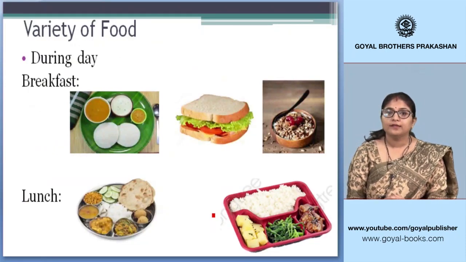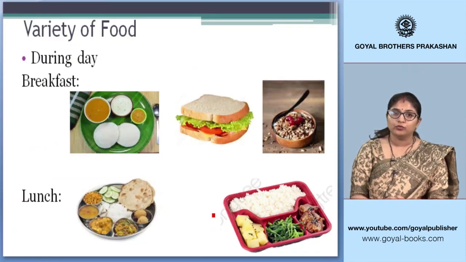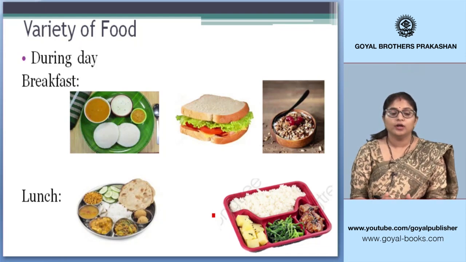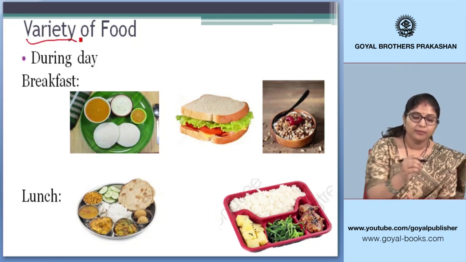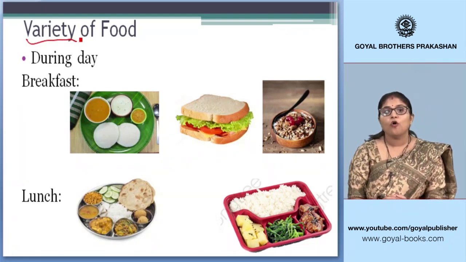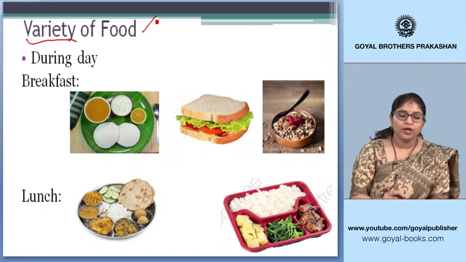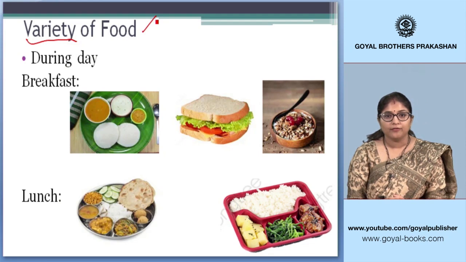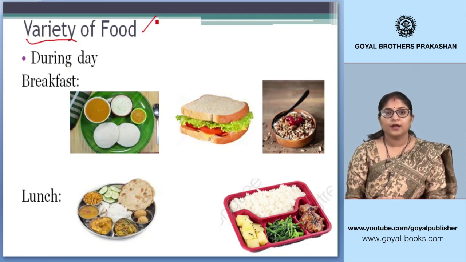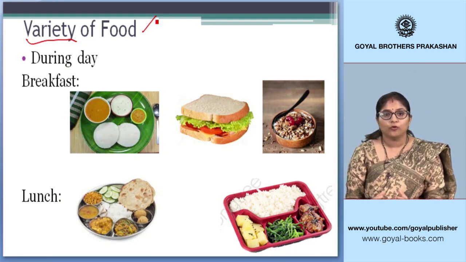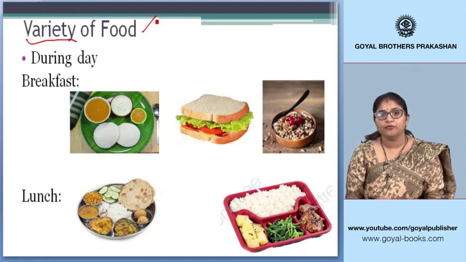Next, we understand the variety of food. What do you understand by the word variety? Variety means the different kinds of things that we have around us. We are going to discuss the variety of food that we have. We can conduct this kind of activity in our schools, at home also, to understand what kind of variety we have in a food.